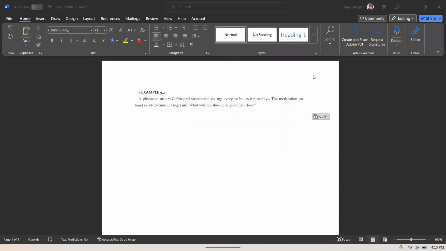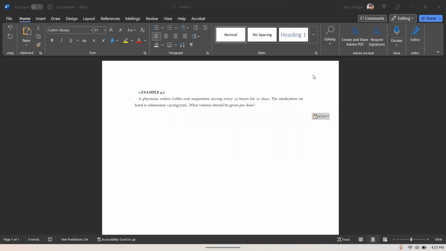Okay, so 9.2, a physician orders Ceptin oral suspension 200 milligrams every 12 hours for 10 days. The medication on hand is cefuroxamine 125 milligrams per 5 ml. What volume should be given per dose?